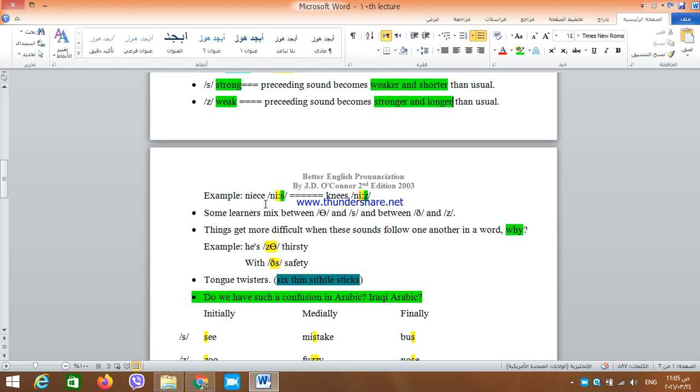For example, we have "knees" and "niece". Which one of these is going to be longer and stronger? This E or this E? Definitely the one that is followed by Z, because Z is weak, the vowel will be longer and stronger. And here, the E is followed by S, which is strong, so the E will be shorter and weaker than usual. This one is supposed to be longer and stronger.